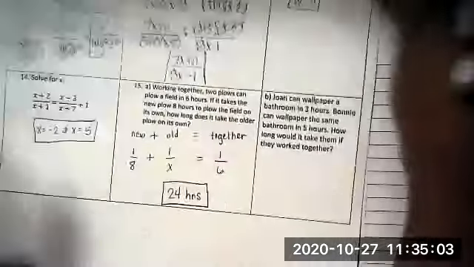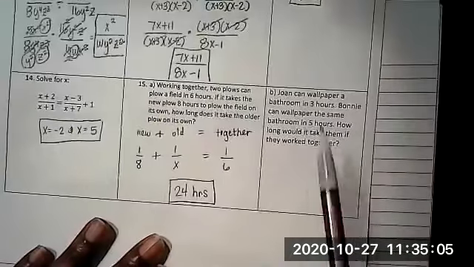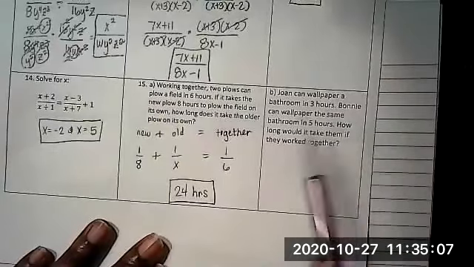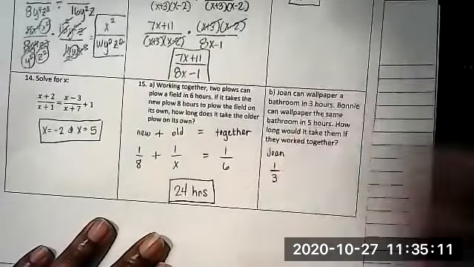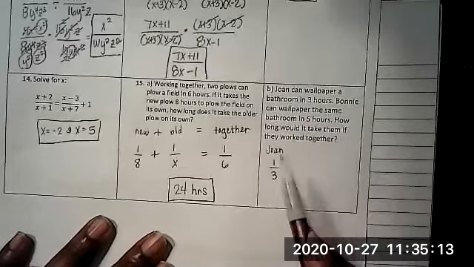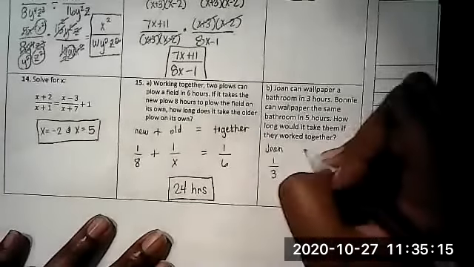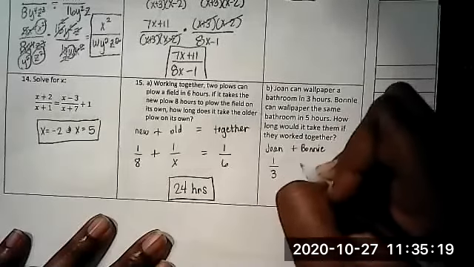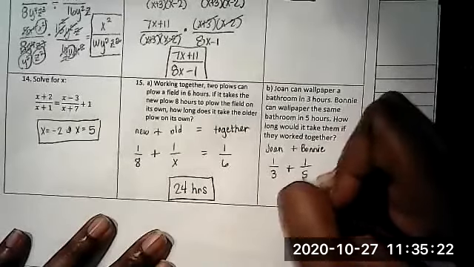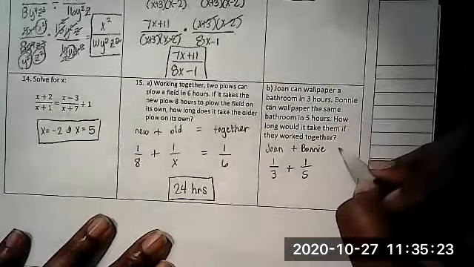Now let's look at number 15B. Joan can wallpaper a room in 3 hours. So we know Joan, and we're going to say 1/3. Okay. Bonnie can wallpaper the same bathroom in 5 hours. So now we have plus Bonnie. And of course, that's going to be 1/5. Now we need to know together how long would it take? Okay. So how long would it take for them together?